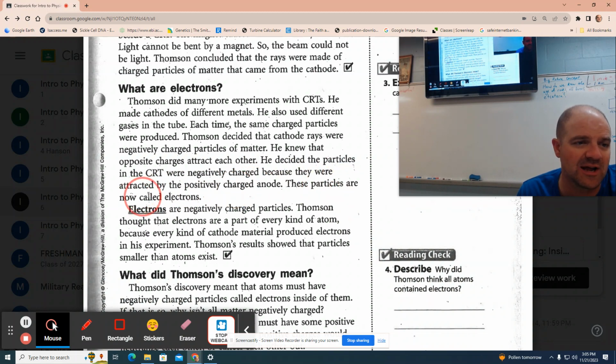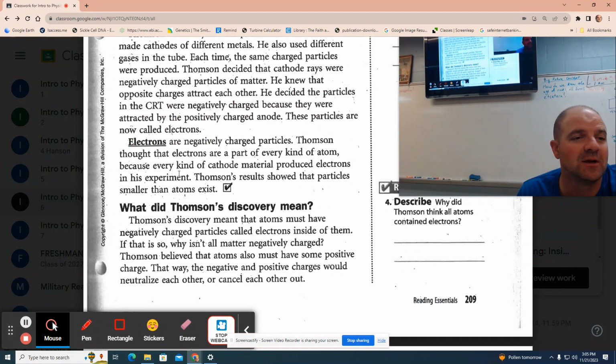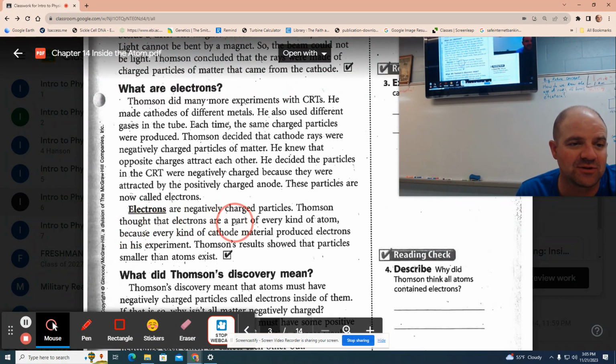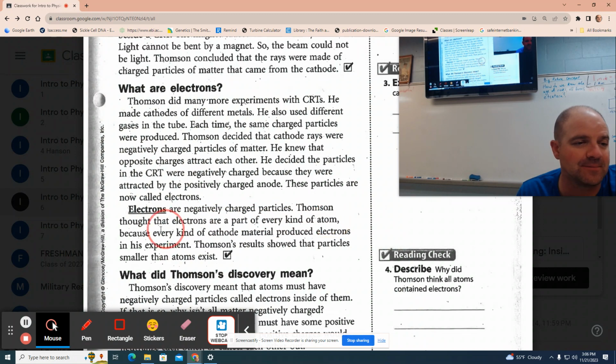These particles are now called electrons. Electrons are negatively charged particles. Thomson thought that electrons are a part of every kind of atom because every kind of cathode material produced electrons in his experiment. Thomson's results showed that particles smaller than atoms do exist. We call an electron a subatomic particle. Do you remember the other two? Protons and neutrons.